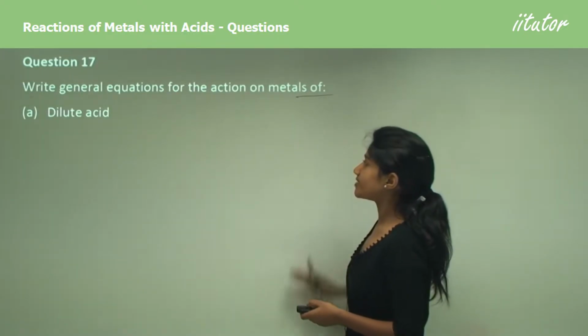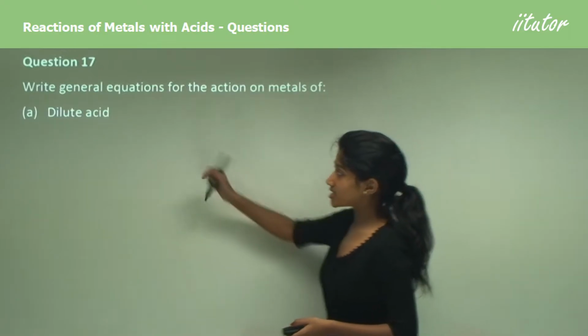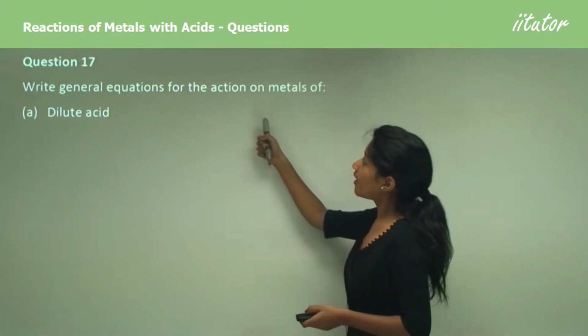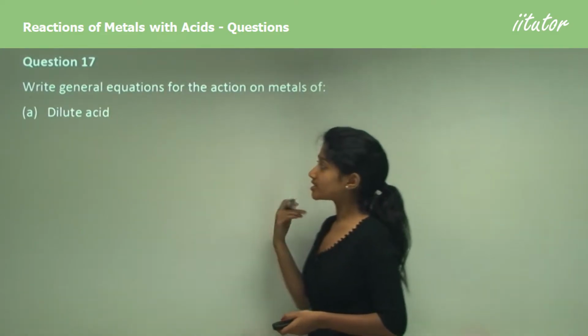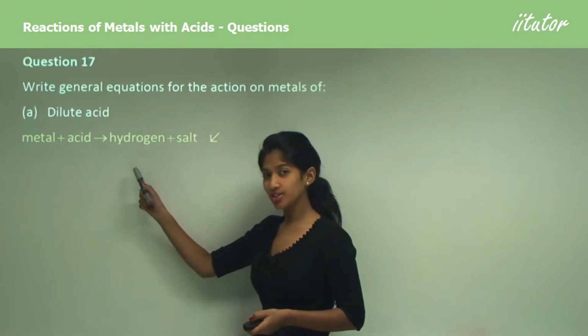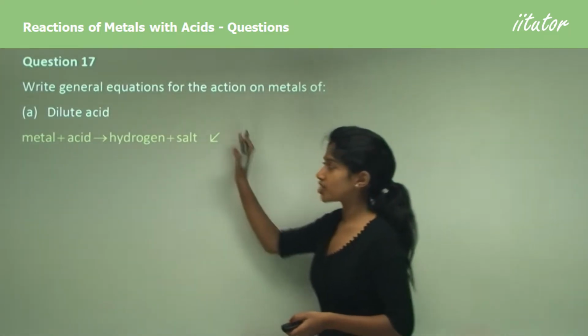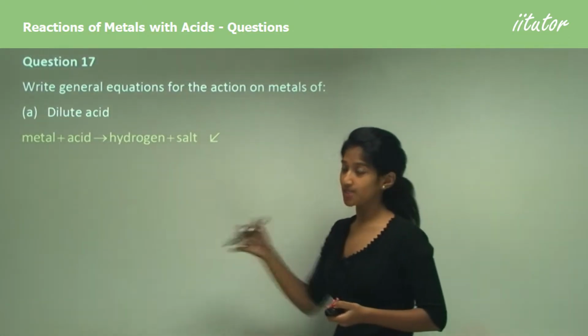Moving to question 17. Now question 17 has three parts. The first part is to write a general equation for the action of metals on dilute acid. So when a dilute acid reacts with a metal, what happens is a salt and hydrogen gas is produced. And this is our general equation. It's not written in chemical formulas, it's just written in words.